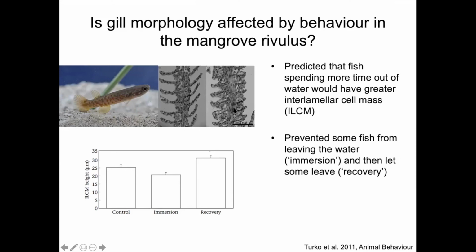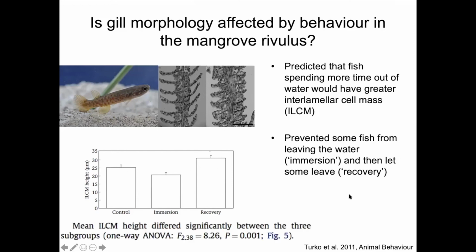And so they grow what are called interlamellar cell masses that grow in between the lamellae of the gills to keep them propped open and exchanging oxygen with air now instead of with water. And here's a bar chart with standard errors showing what the mean interlamellar cell mass height was under each of these three samples. Turco et al. reported that the mean interlamellar cell mass height differed significantly between the three subgroups, and they report the results of their ANOVA with their F test statistic and their p-value.